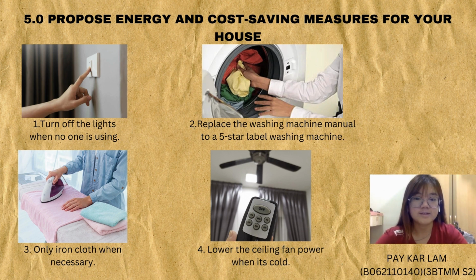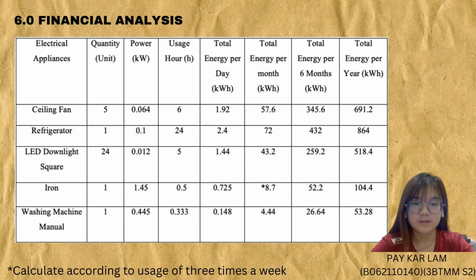Lastly, lower the ceiling fan power when it's cold. The ceiling fan energy consumption over the 6 months is 30.98. Since it has 5 ceiling fans in a house, it has the highest energy consumption. Hence, to reduce the energy consumption, lower the ceiling fan power when it is cold, especially after the rainy days. The overall atmosphere will be cold, and this can reduce the energy consumption from 30.98 to 35%.